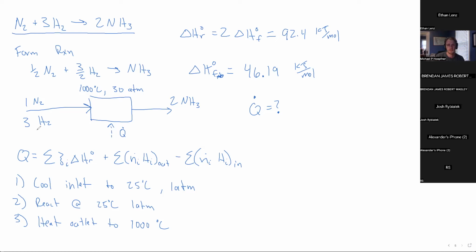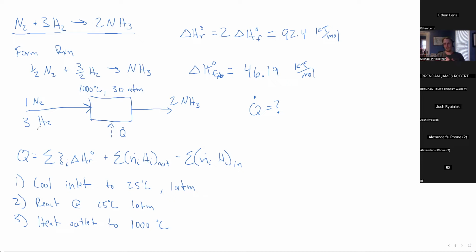Ethan, question. Oh yeah, I was just going to say, if we're told that a system operates at like 1000 degrees C and 30 atmospheres, is it safe to assume that that is the inlet conditions of like the incoming reactants? In this particular example, it's an isothermal process. So the inlet and the outlet are going to be the same temperature. But in a different type of problem, we would say this is the inlet temperature, this is the outlet temperature, how much heat.